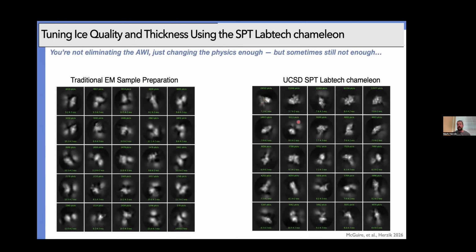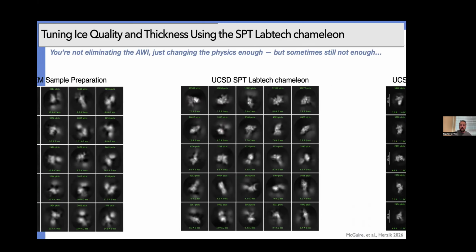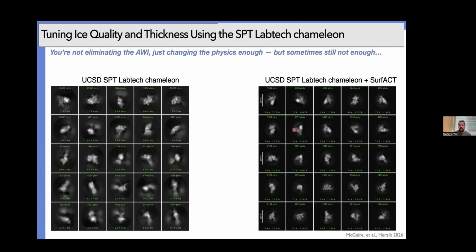And so then we started looking into different additives. And when we moved into our surfactant cocktail, almost immediately the quality of the data improved significantly. We got multiple different views. And importantly, we recovered a dimeric species and not an equilibrium of monomer and dimers and a big heterogeneous distribution.